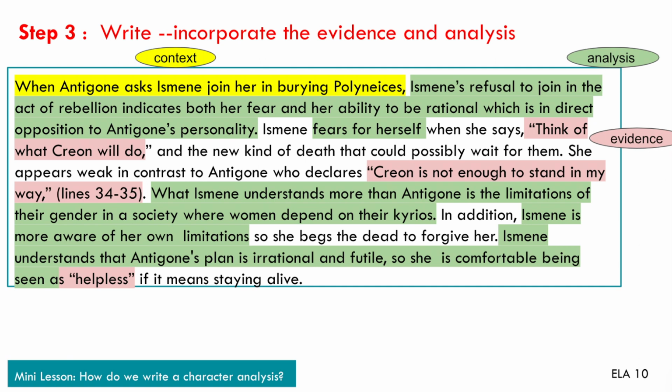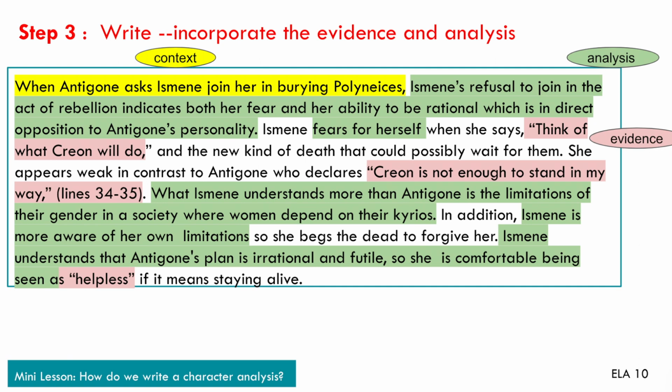So you see over here, we first have context. When Antigone asks Ismene to join her in burying Polyneices, that's your context. And then you have your analysis. Ismene's refusal to join in the act of rebellion indicates both her fear and her ability to be rational, which is in direct opposition to Antigone's personality. Ismene fears for herself. When she says, then you have evidence, "Think of what Creon will do." Also note, we're not following typical MEAL here. You're very used to saying main idea, evidence, analysis, but over here we have context, analysis, and then your evidence.